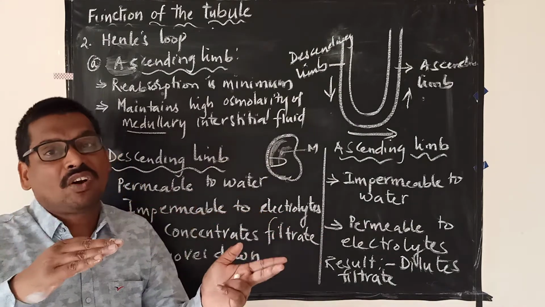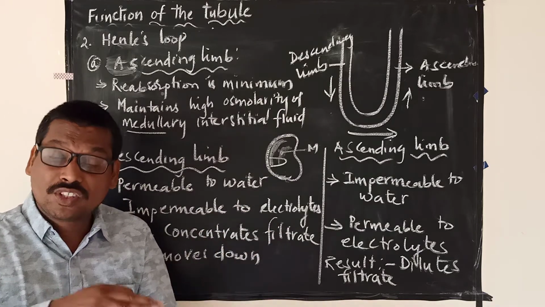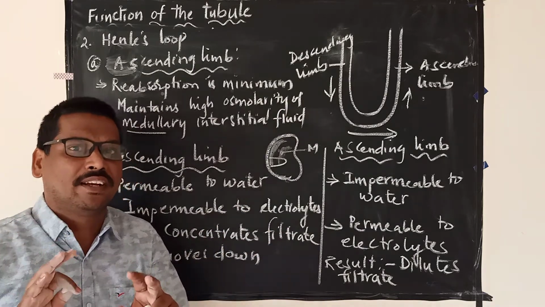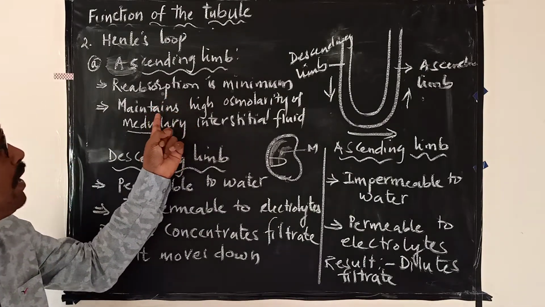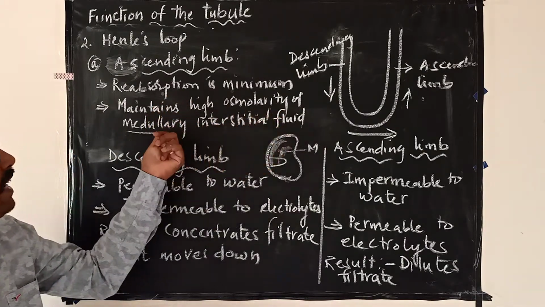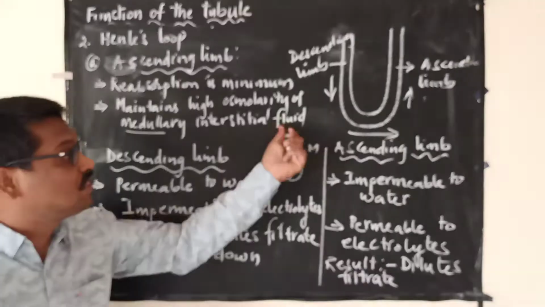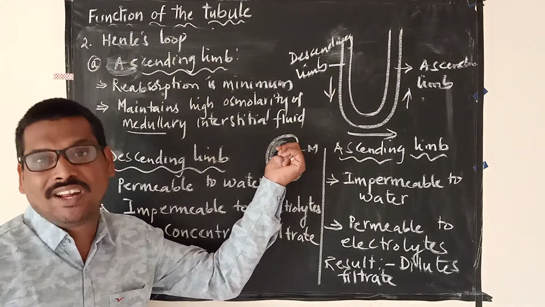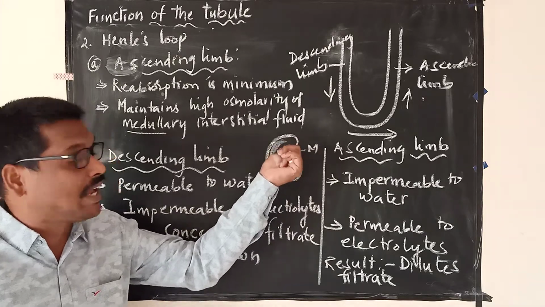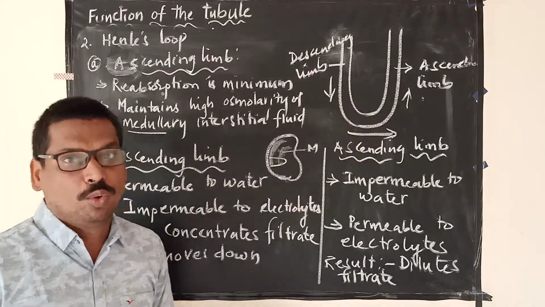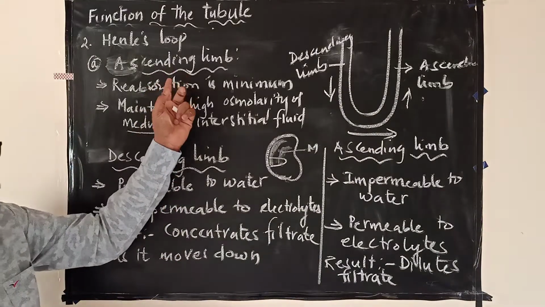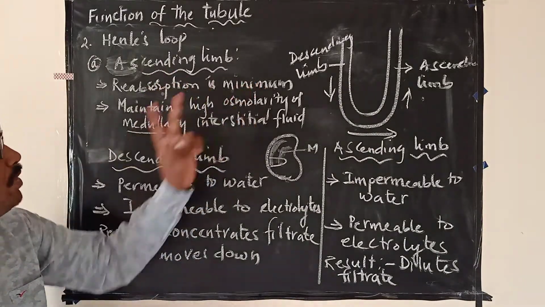Otherwise there may be movement of the molecules from outside to inside or from inside to outside. So that's why the reabsorption will be minimum, to maintain high osmolarity of medullary interstitial fluid, the medullary region which is in direct contact with the nephrons, that is the Henle's loop. That's why the ascending limb shows minimum reabsorption.